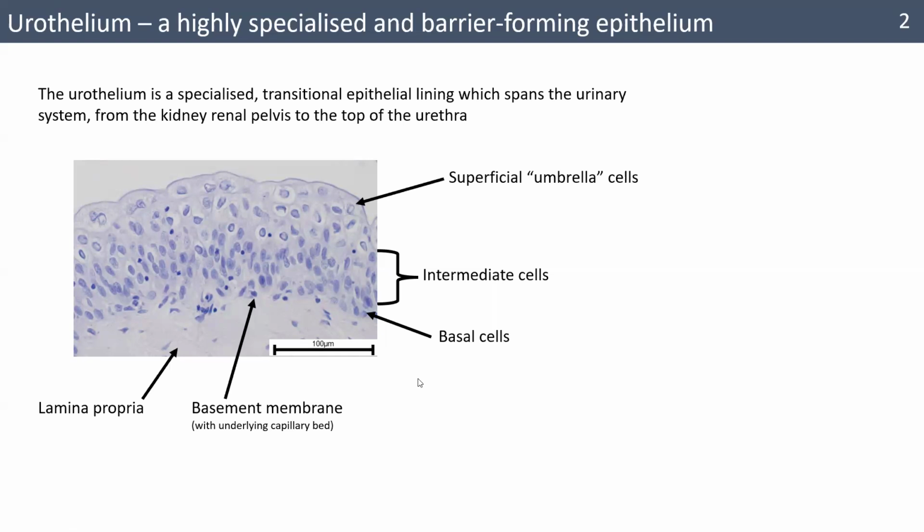In between the basal cells and the superficial cells, we have these intermediate cells. Depending on how full the bladder is, how stretched the bladder is, the number of cells that appear in this layer can range from 1 to 5 or 6 cells. Underneath the basement membrane, that's where we have our lamina propria, where the stroma is. So we have our blood cells, our nerve cells, fibroblasts, those kinds of things all there supporting the urothelium. And then underneath the lamina propria, that's where we get our layers of muscle.